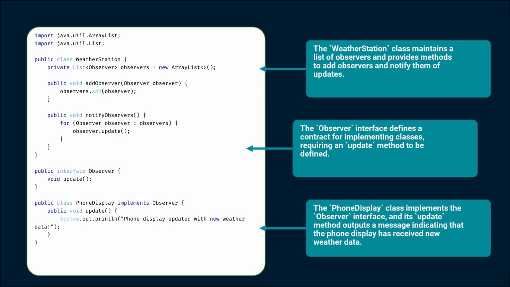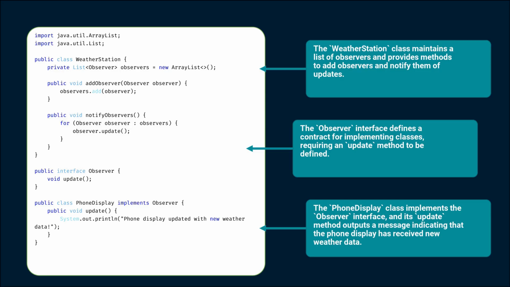Next, we define an Observer interface that mandates an update method. This is crucial as it sets the standard for how observers must respond to state changes in the subject. Then we introduce a PhoneDisplay class that implements the Observer interface, providing a concrete implementation of the update method, which simulates how a phone display would react to new weather data.